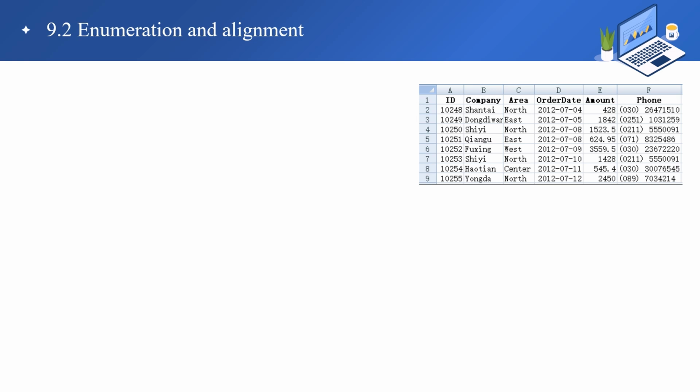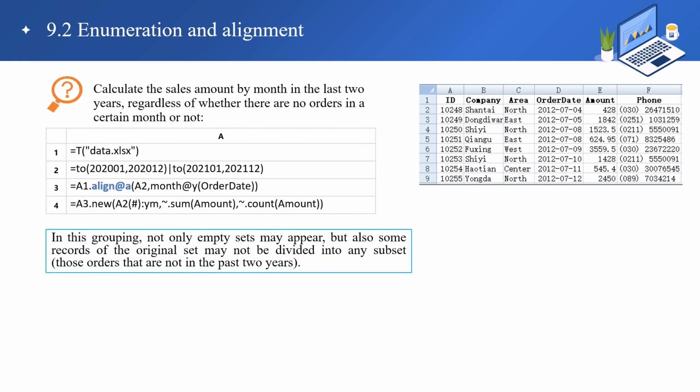Let's take another example. In the previous order data, we want to calculate the sales amount by month in the last 2 years, regardless of whether there are no orders in a certain month or not. In this grouping, not only empty sets may appear, but also some records of the original set may not be divided into any subset, such as those orders that are not in the past 2 years.